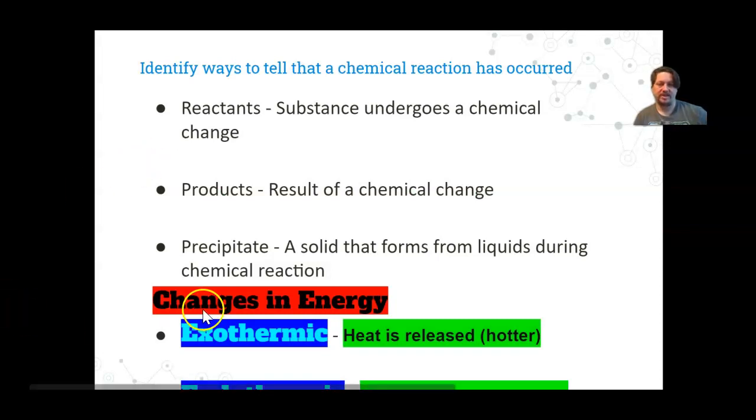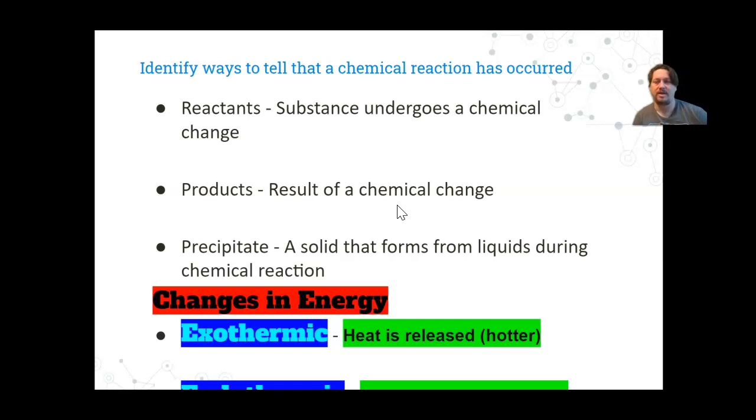Of course, we have the changes in energy. Exothermic is releasing heat, and endothermic is absorbing heat. Reactants are the things that are being changed. The products are the result of that change. And that is all we need to know for these slides.